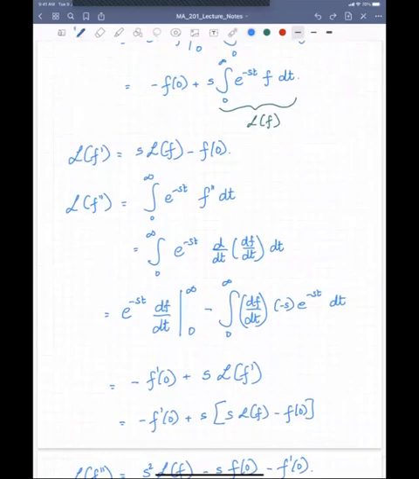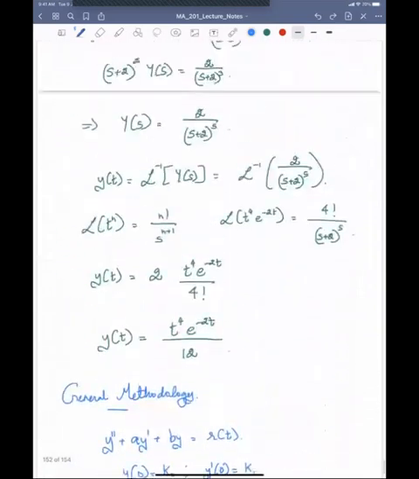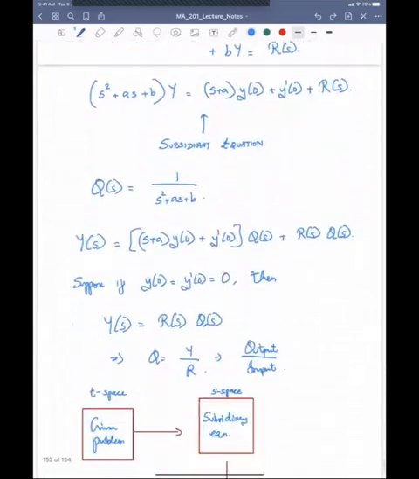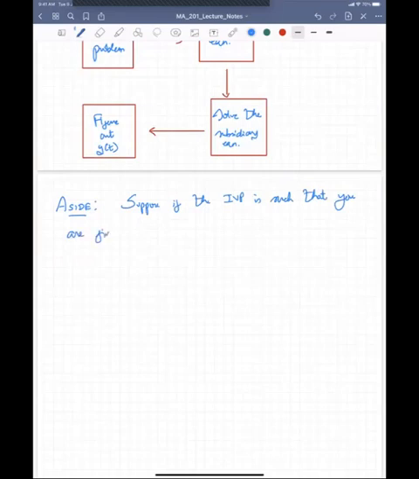So if the initial condition is also given at t equal to 0, like for example this problem, I can use the methodology straight away. But if it is not, then I need to shift the t in my integral correctly. So suppose the IVP is such that you are given, let us say, y at some initial time t0 and y prime at t0.